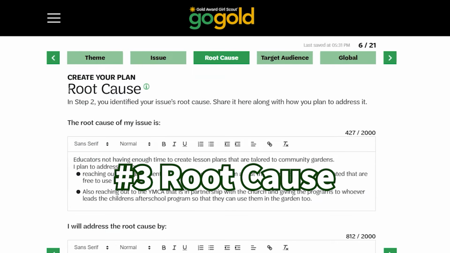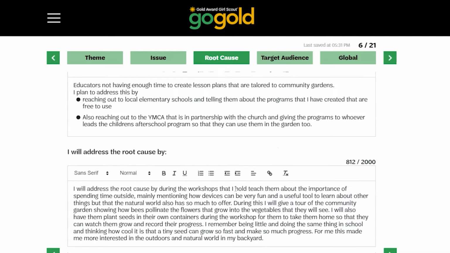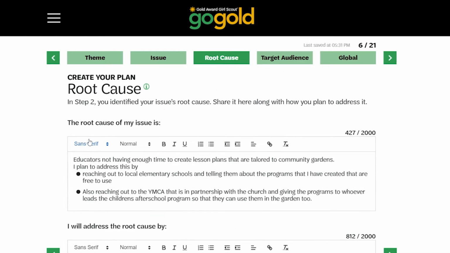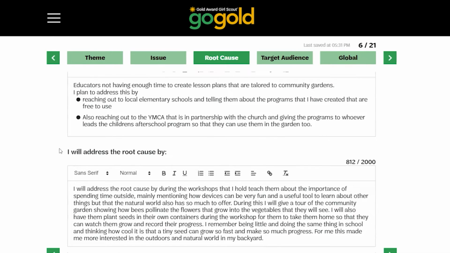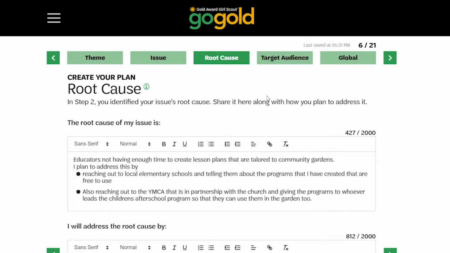Number 3, your root cause. This slide is going to need you to do some critical thinking, because you're really going to have to think, I really wonder why this issue exists. And then it's really important that you keep that root cause in mind the entire time.